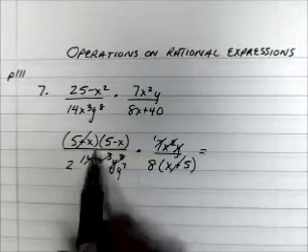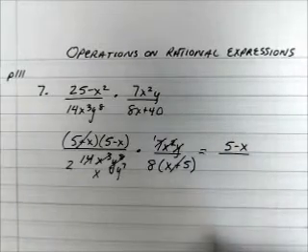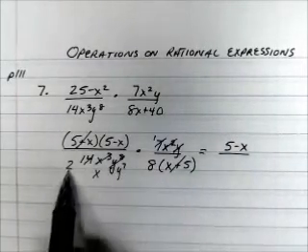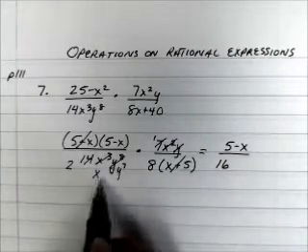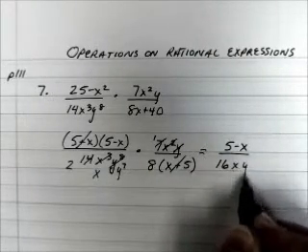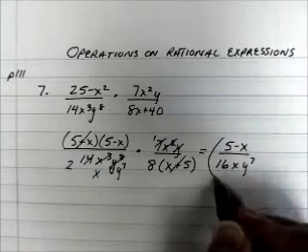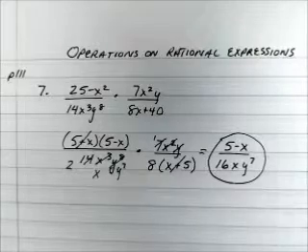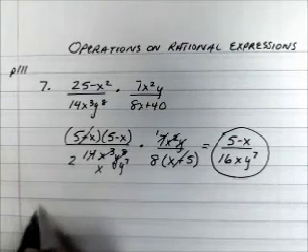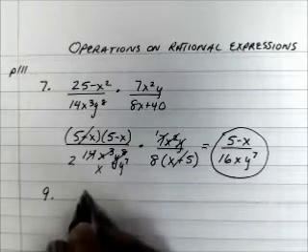Okay, so now our numerator is simply 5 minus x. Our denominator, we have 2 times 8, which is 16, x, and y to the seventh. So that's our answer. Our next problem is number 9. It's also a multiplication problem.